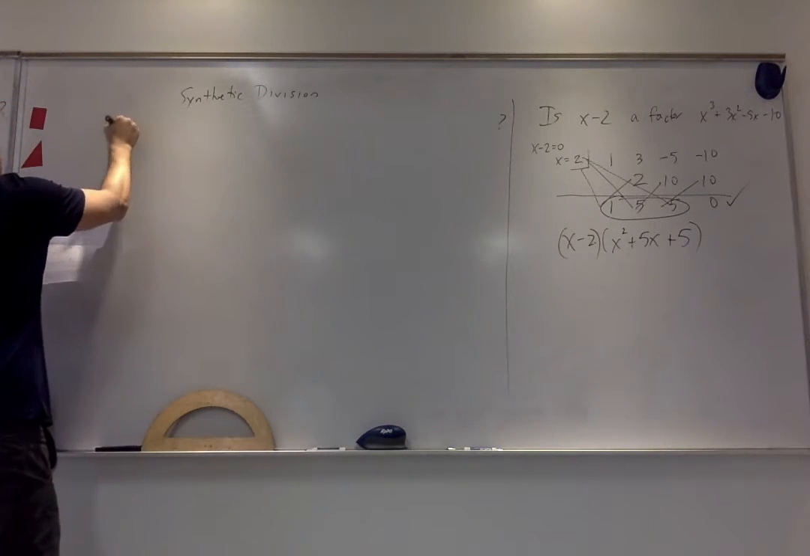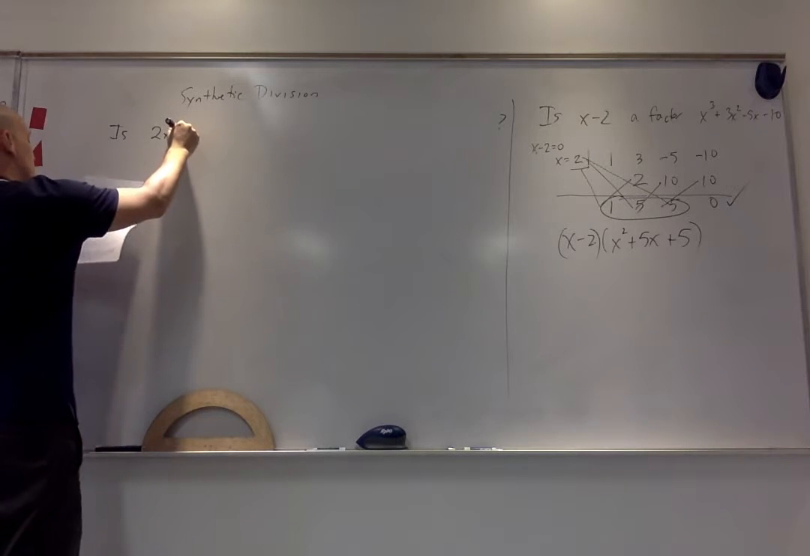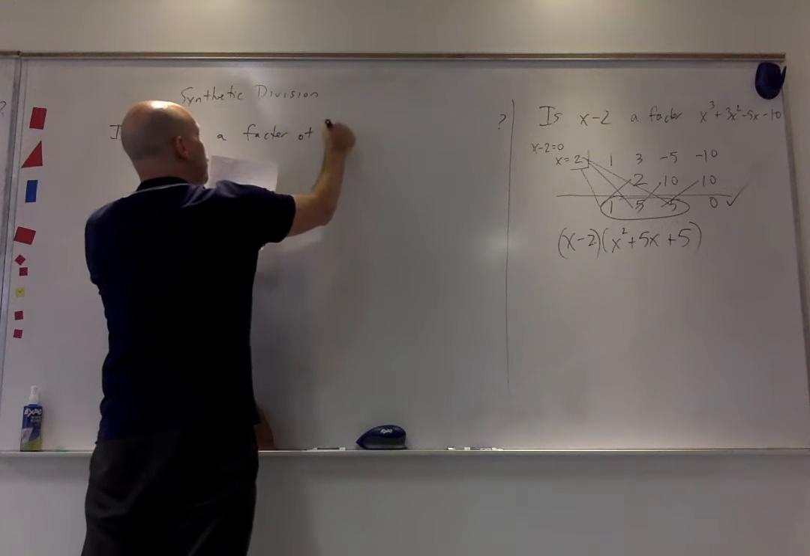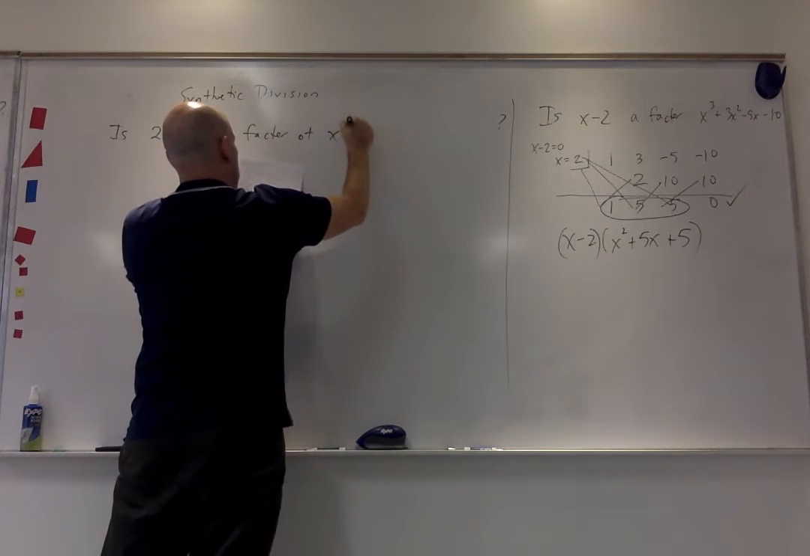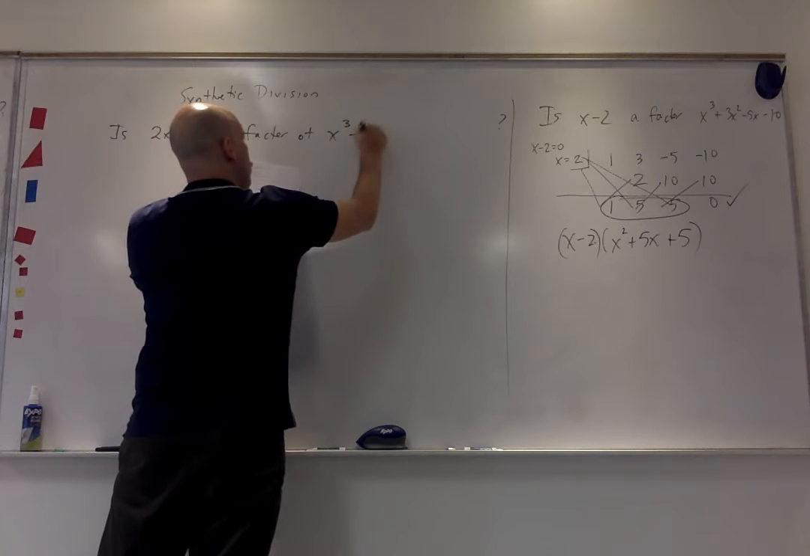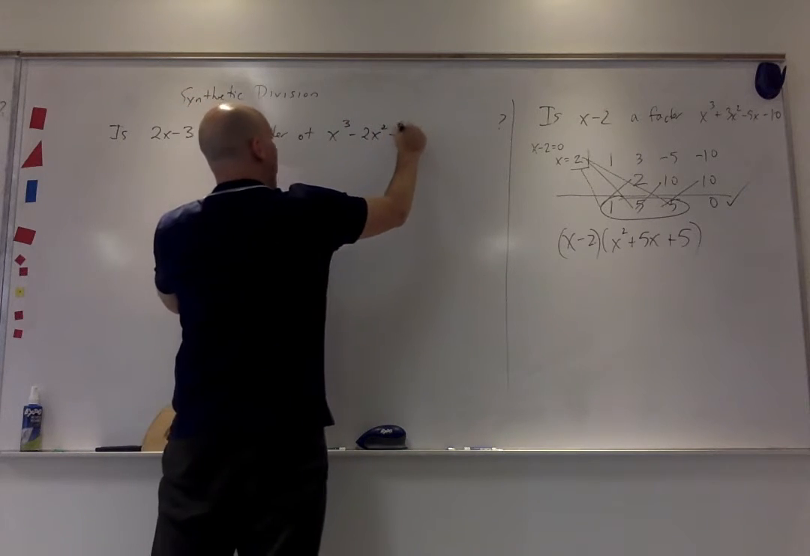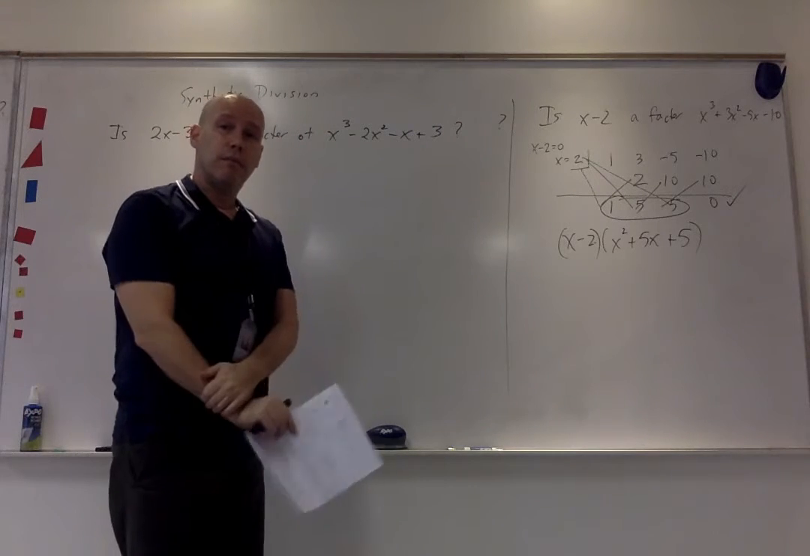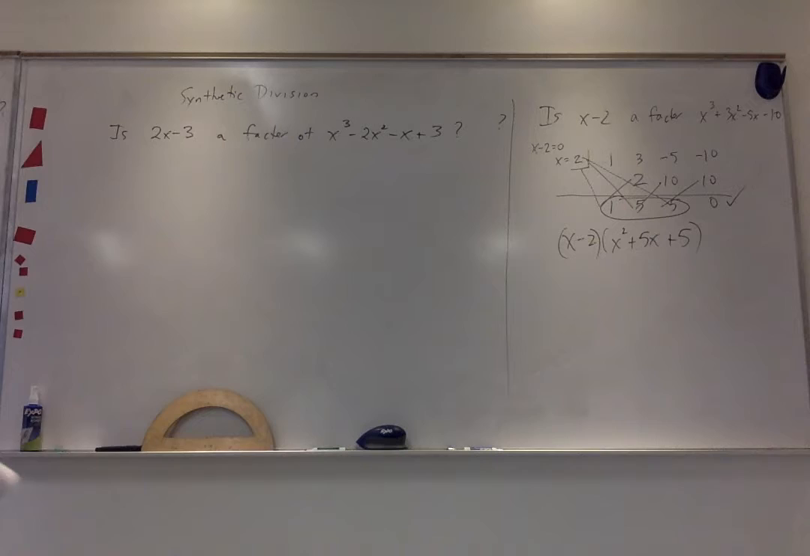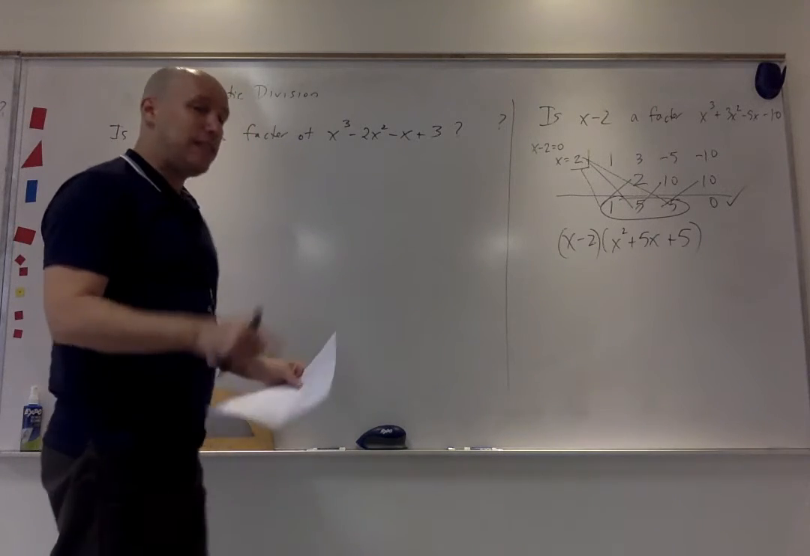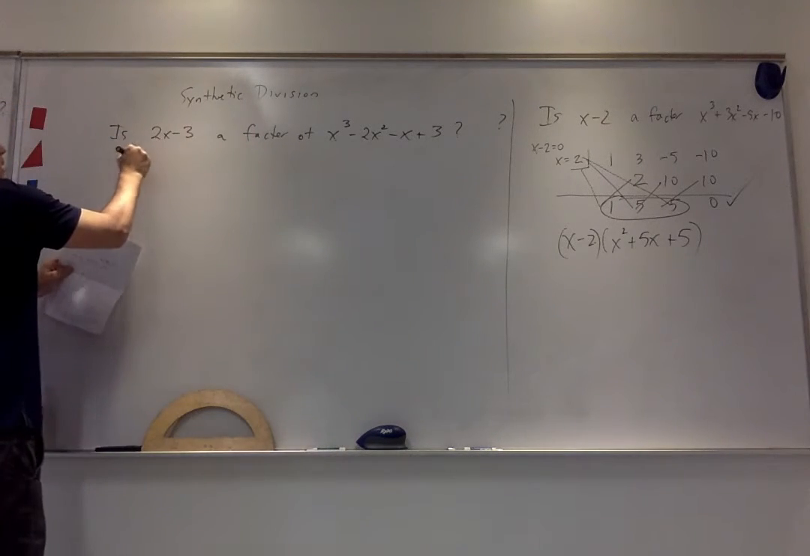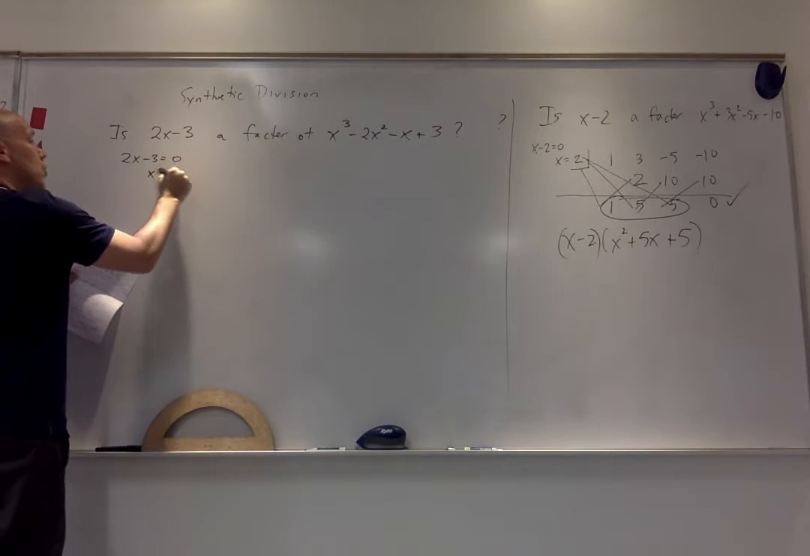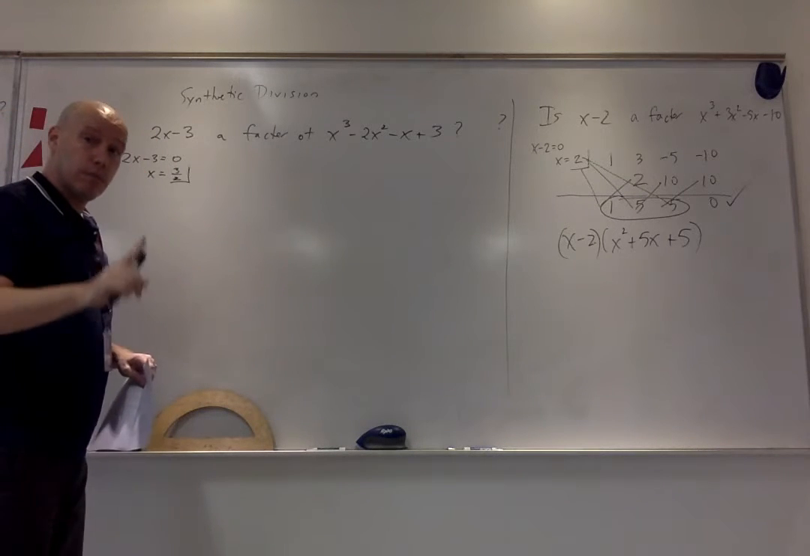Ready? Is 2x minus 3 a factor of x to the third minus 2x squared minus x plus 3? Why don't you try it on your own? Okay, we're back. Step 1. Set the factor equal to 0, x equals 3 over 2. Stick it in the perch. Right?